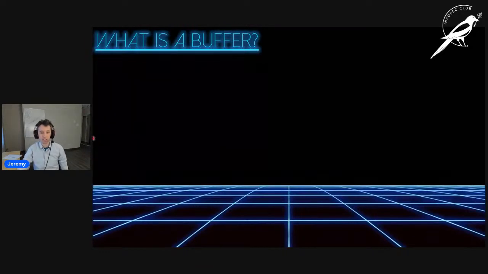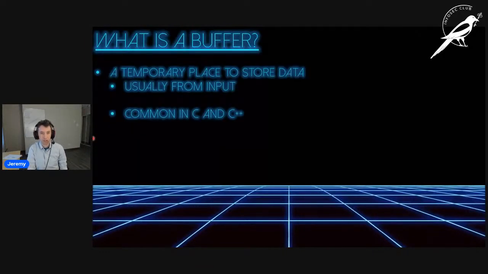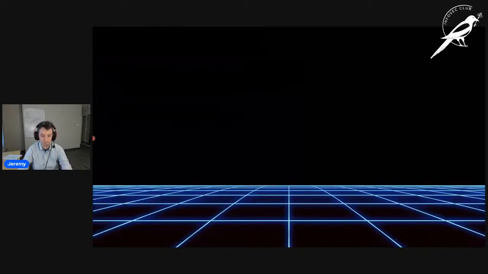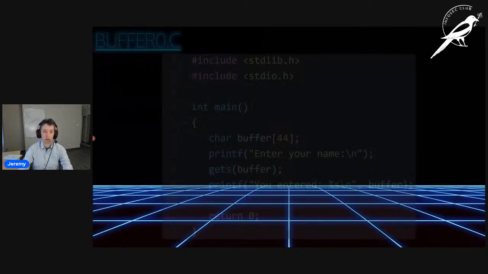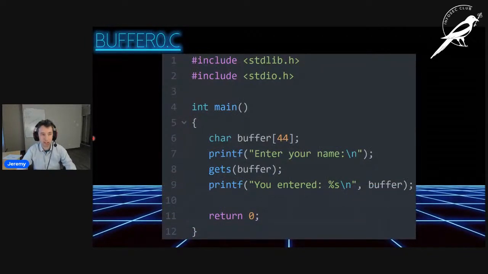what is a buffer? There's this exploit called a buffer overflow, and the question is, what is the buffer? And the answer is, it's a temporary place to store data, usually from input, and it is very common in C and C++. So we're going to show you an example here. This program is called Buffer Zero. This is included in the files that you have.